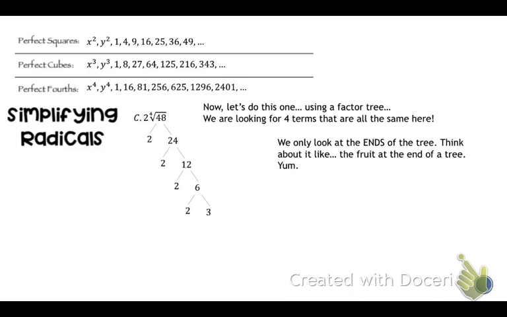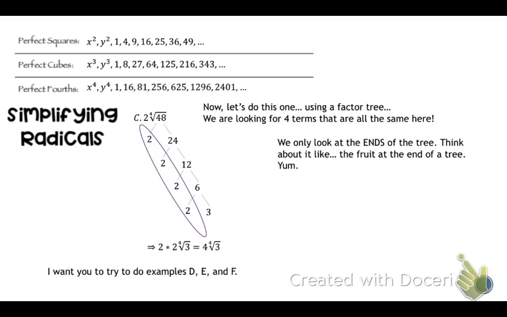And then notice we're looking at the ends of the tree. We're kind of thinking about the fruit at the end of a tree. Okay, you only want the fruit. You don't really care about the branches. You're not going to pick the branches, you're only going to pick the fruit off of it. Okay, so we have that group of 4 right there. Which means I can pull out that 2, and you have 2 times 2, and the 4th root of 3. 2 times 2 is 4, so that's 4 fourth root of 3.